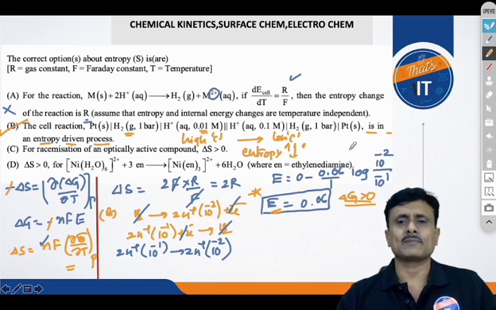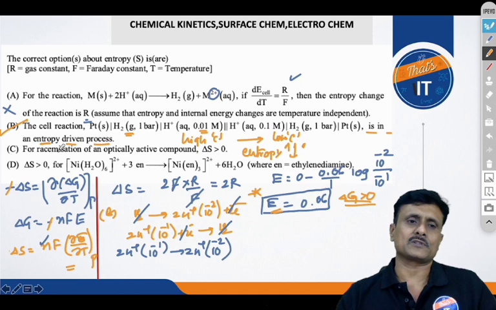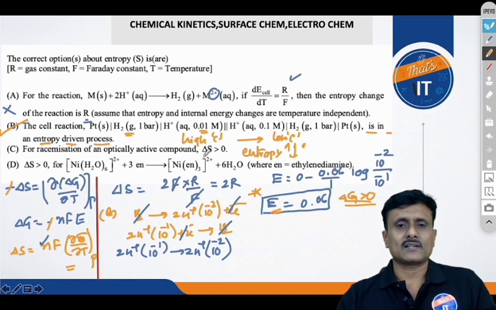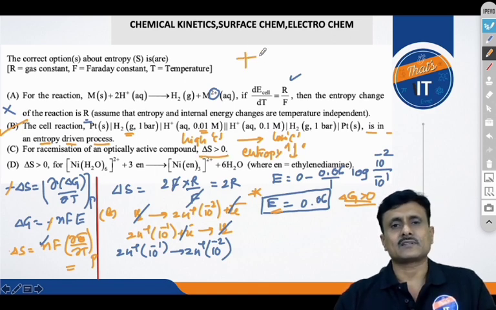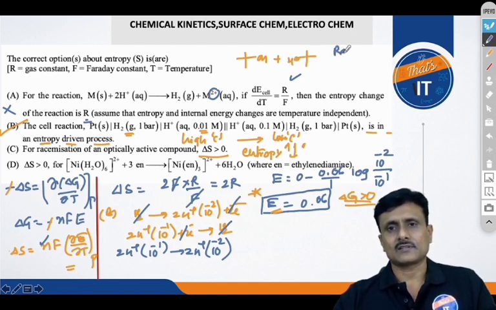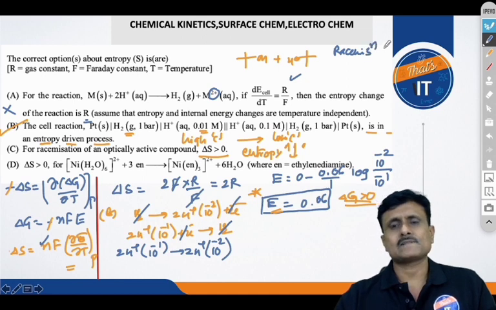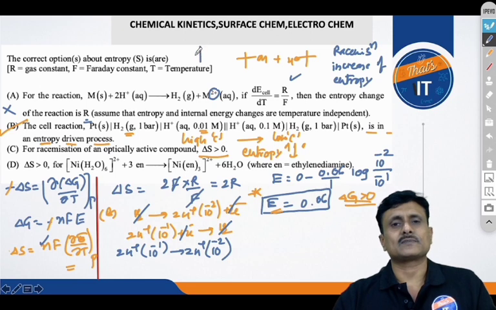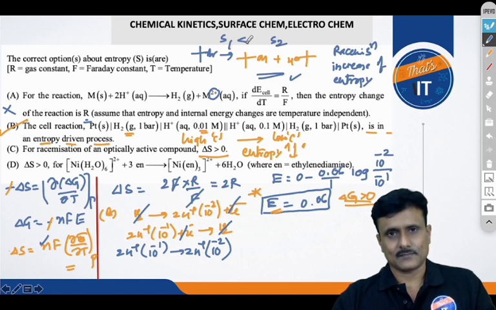It's not only entropy driven, but entropy driven means it's one of the options to be considered. So I'll consider B also. For racemization of optically active compound, delta S is positive, entropy increases. Whenever racemization takes place, that means two substances are formed. Racemization, when it takes place, is always accompanied by the increase of entropy, because one unit converts into 2 units, so entropy is increased.